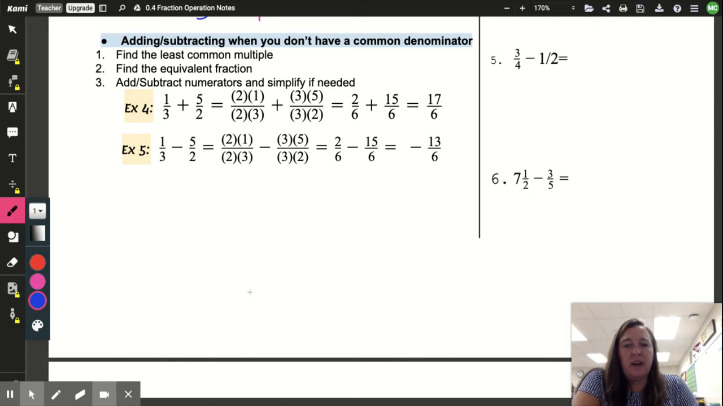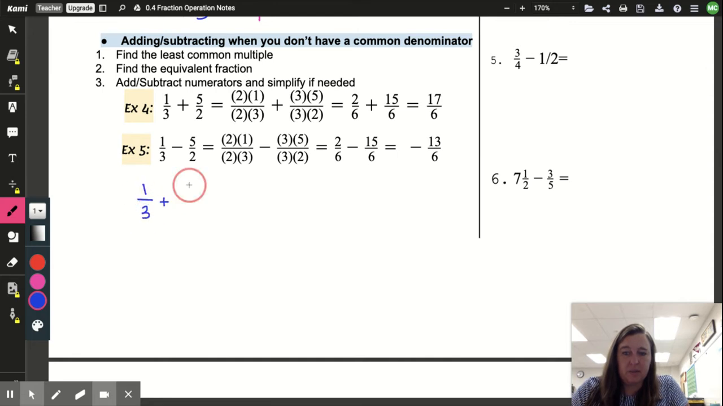Okay, when you have addition or subtraction, but the denominators are not the same, the first thing you have to do is find the least common multiple of the denominators. And then you have to make equivalent fractions using that denominator that is the least common multiple. Once you've done that, the denominators will be the same, and so then you can follow the same rules that we did before.